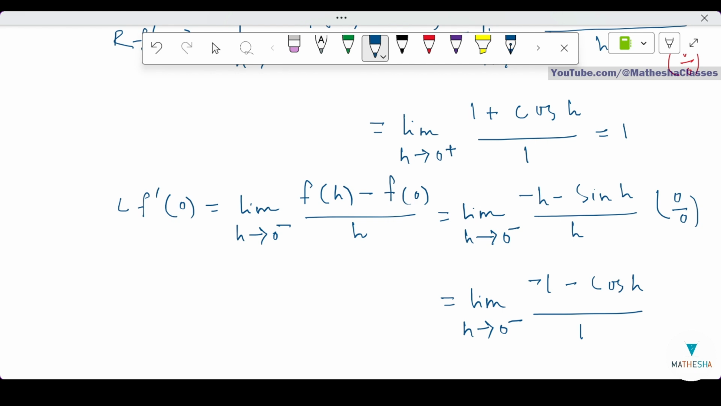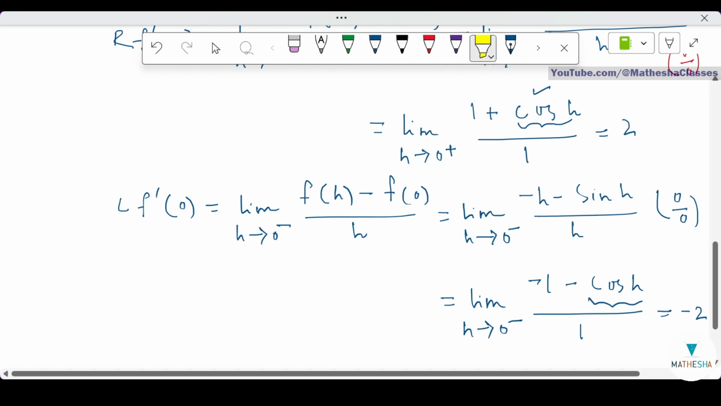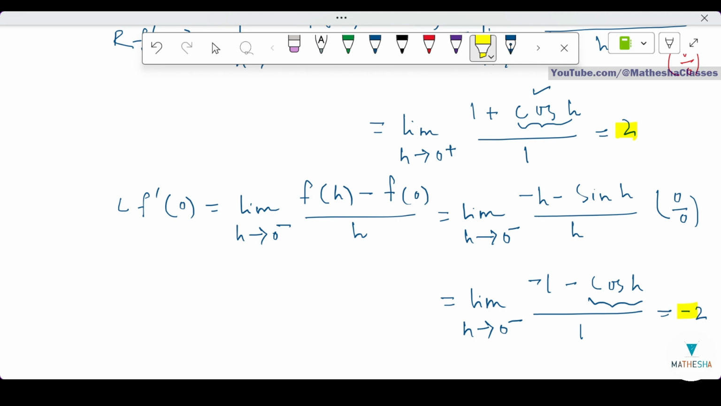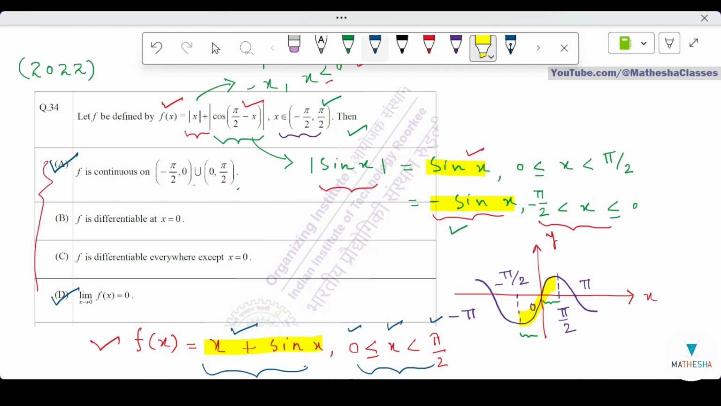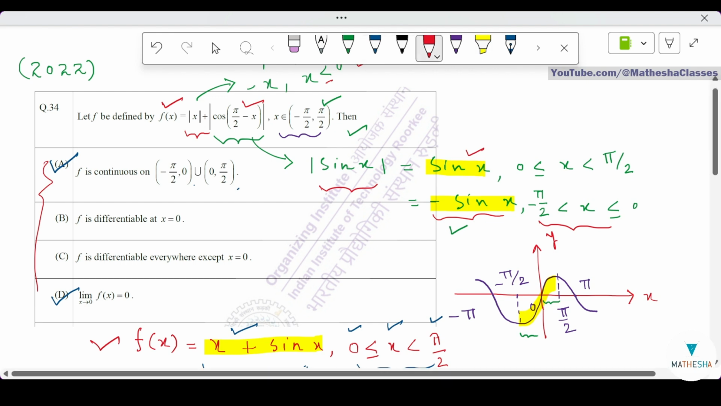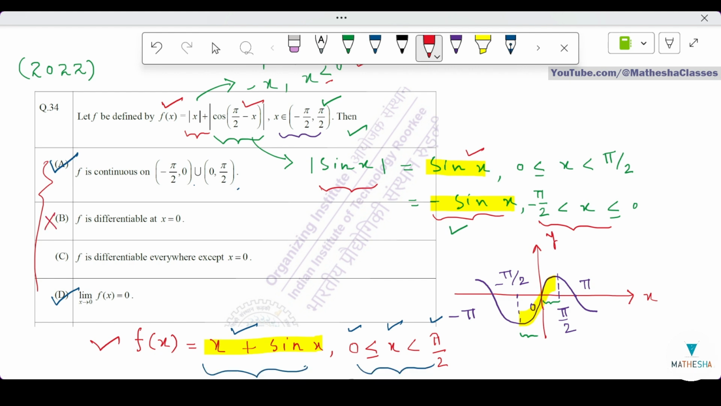Okay, so one small mistake I have made here. In the right hand derivative, when you put h to be 0, 1 plus cos 0 is 2. And here, when you put h to be 0, you get the entire thing to be minus 2. So you can see that the right hand derivative and left hand derivative are different. Right hand derivative is 2, left hand derivative is minus 2, and they are unequal. So f is not differentiable at 0, so B is wrong.